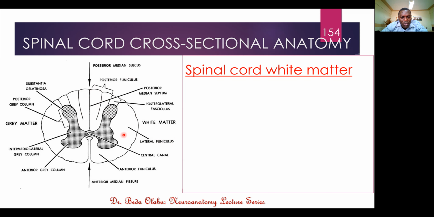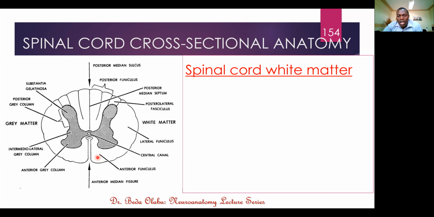Then this region of the spinal cord white matter is what we call the lateral funiculus, or the lateral column. This region of the white matter is what we call the anterior column. So we have 3 columns of white matter: anterior, lateral, and posterior column of white matter. These columns of white matter contain axons of neurons which can either be going up or going down.